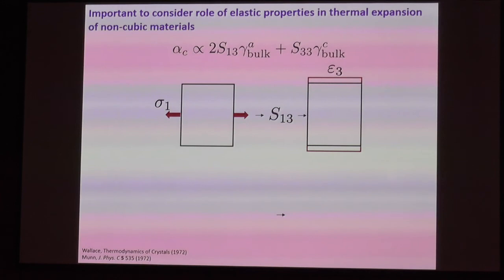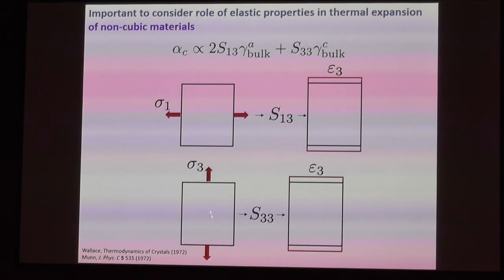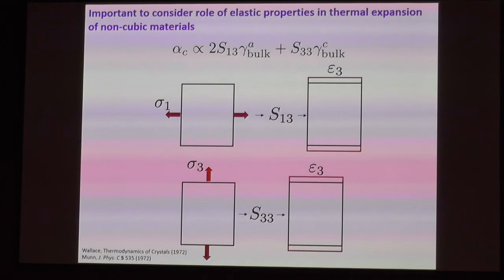So S13 is, if you have a stress along, this would be the A direction in lead titanate, then how does the C direction respond, or how compliant is the C direction? And S33 is if you have a stress along the C direction, then how does that same axis respond? Okay, so we can calculate these things as well from first principles, and we did that.